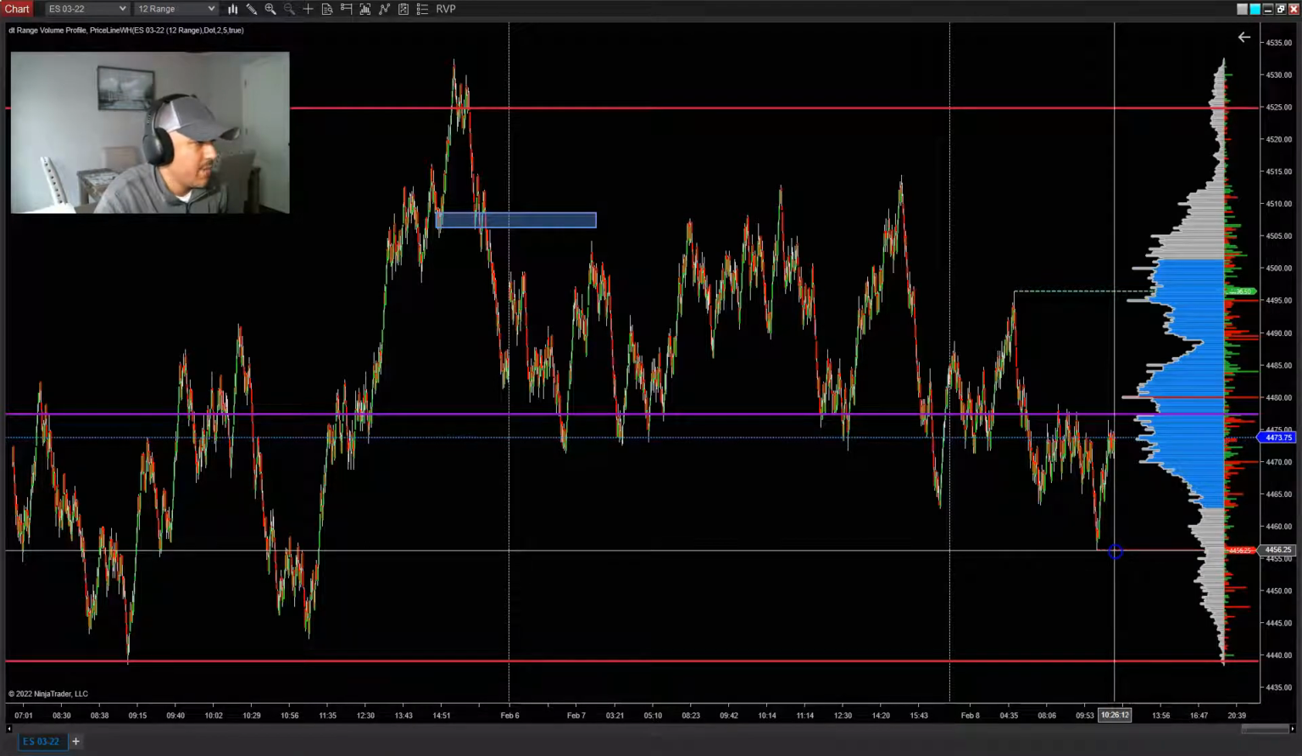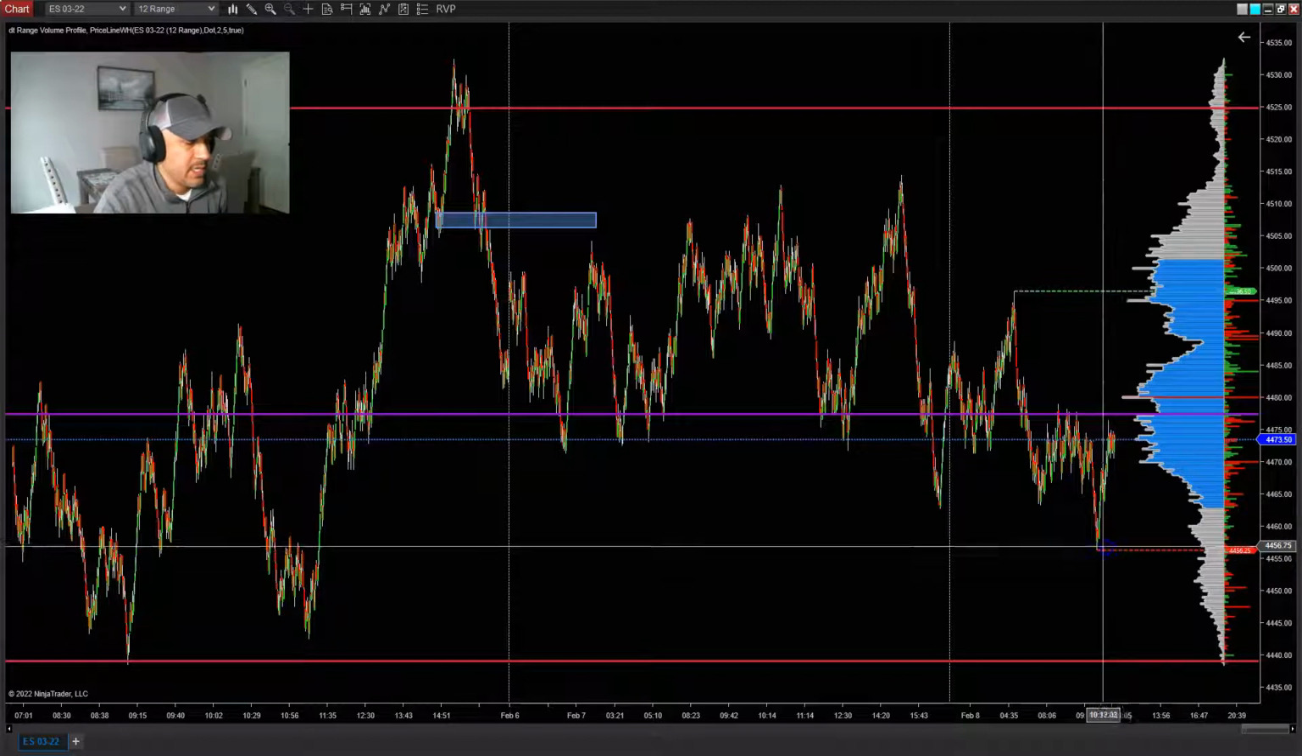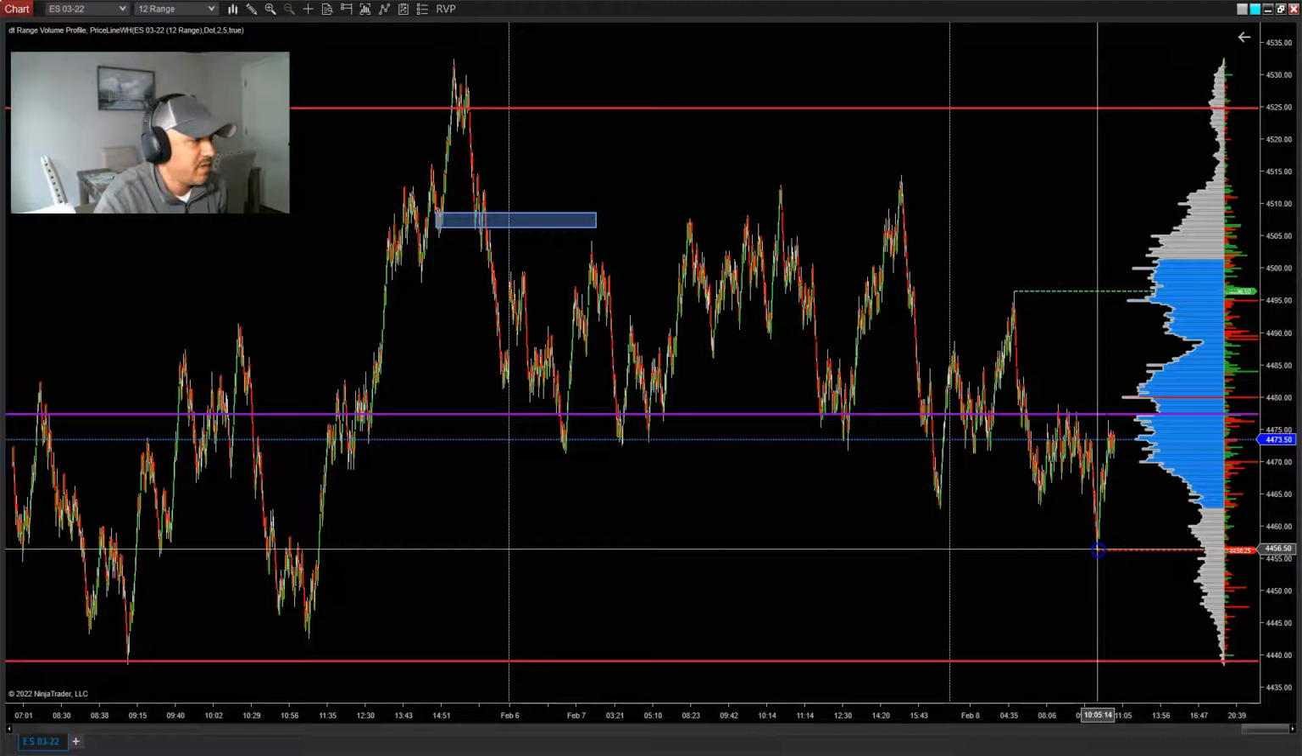Not 100% why it bounced right off that area there without coming a little lower. So yeah, that's the thing about the institutions. They do stuff like this to fake you out.